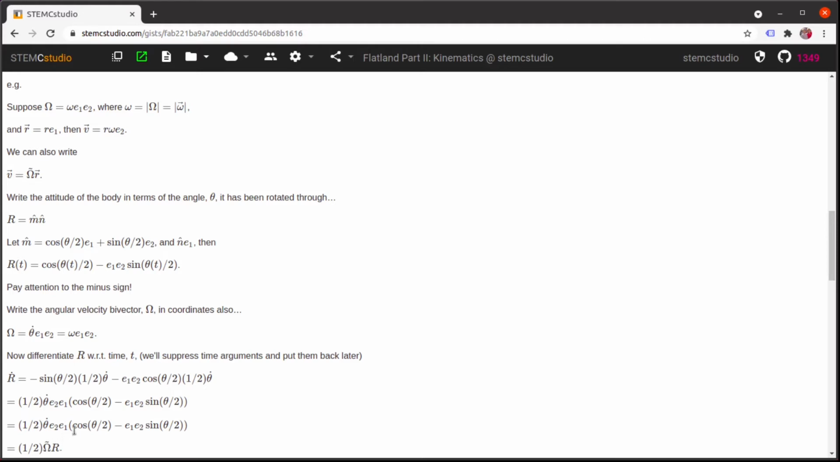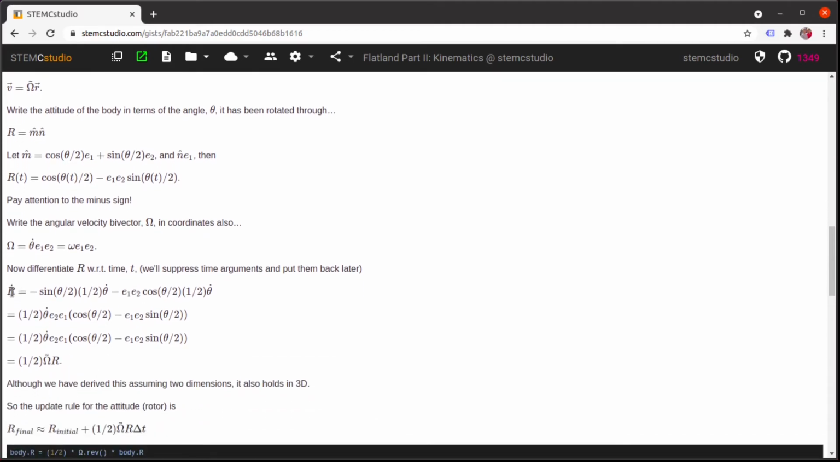And then this bit, cosine theta upon 2 minus E1, E2 sine theta upon 2, well, that's just r, okay? Because we had r there before. And so what we get is that the derivative with respect to time of r is 1/2 omega tilde r, okay?